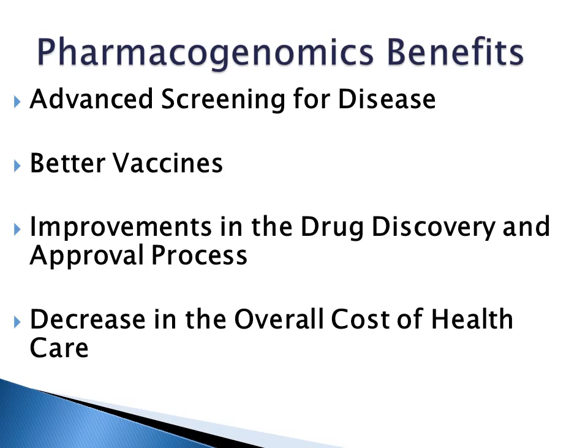Some of the other pharmacogenomic benefits include advanced screening for disease. If a person knows their genetic profile, they can make adequate lifestyle and environmental changes at an earlier age to lessen the severity of the genetic disease. It'll provide better vaccines made of DNA and RNA and genetic materials. It'll improve the drug discovery and approval process, and it'll decrease the overall cost of health care.